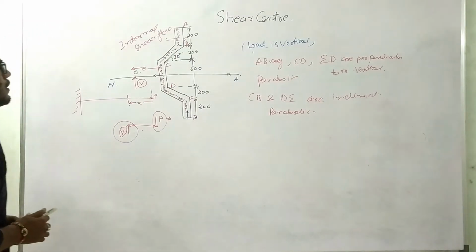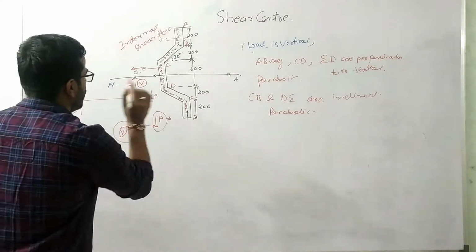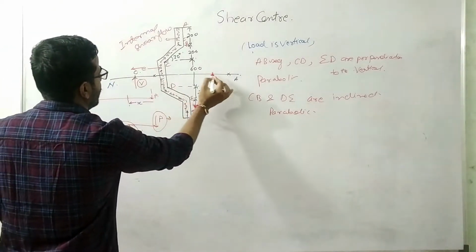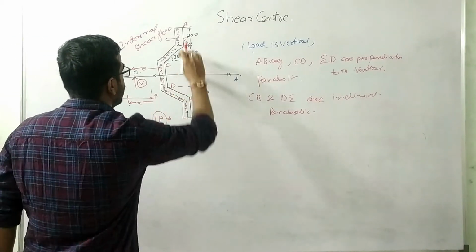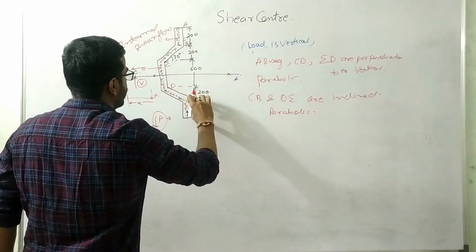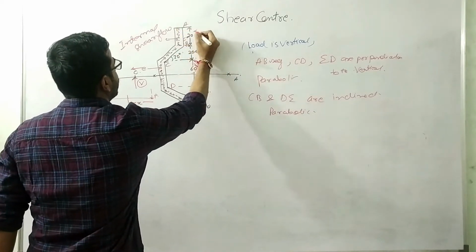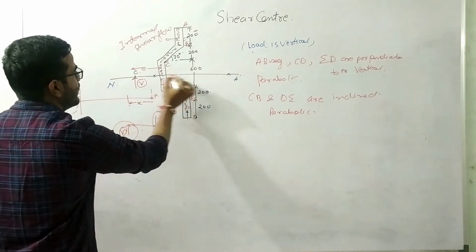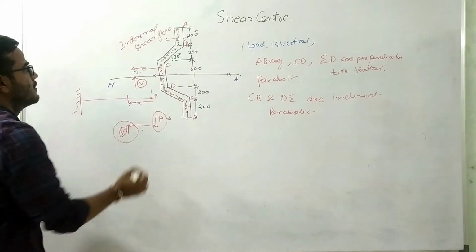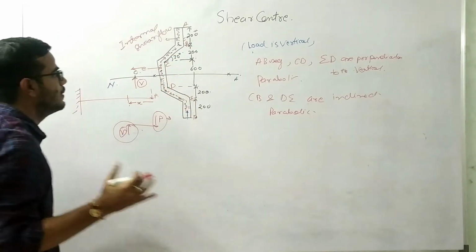Now the behavior of this shear flow will be symmetrical about this axis. The meaning of this is that if I calculate the shear flow for the AB segment, then it will be similar for the other segment. No need to calculate separately for ED because it is symmetrical about this axis, right? Similarly, the same goes for the BC and DE segments. So the behavior will be the same.